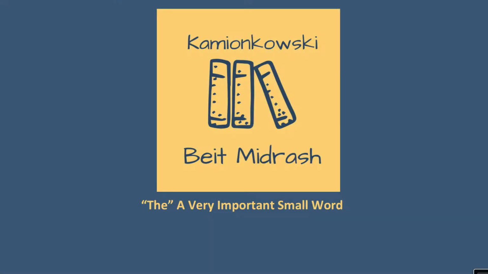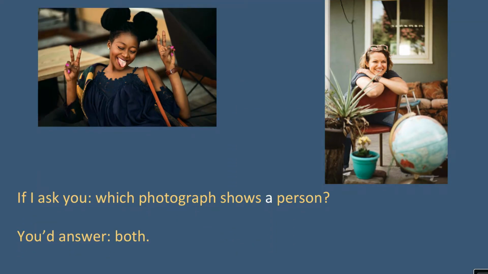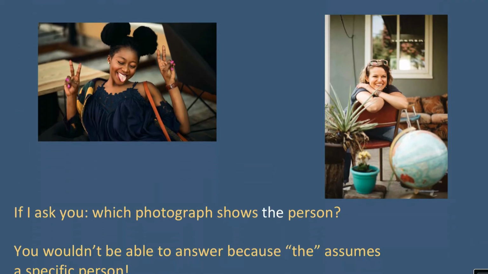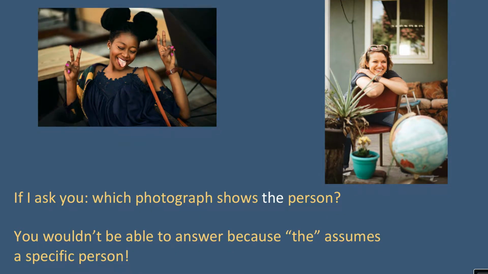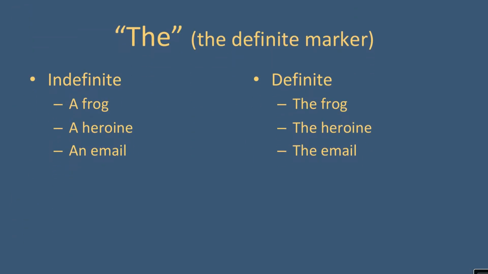In this lesson, we are going to cover a very important small word, and in English, that word is "the." Now, if I ask you, which photograph here shows a person, you'd answer both. If I were to ask you, which photograph here shows the person, you wouldn't be able to answer because the assumes a specific person.